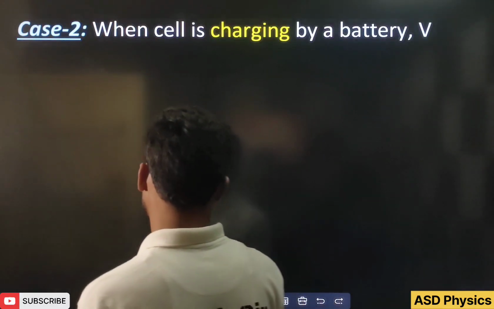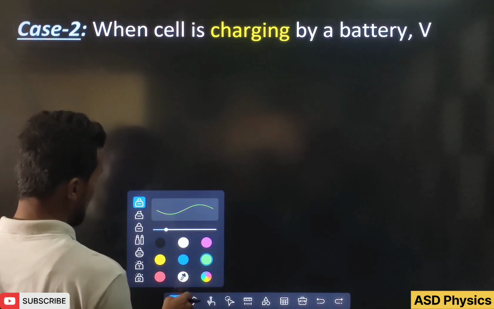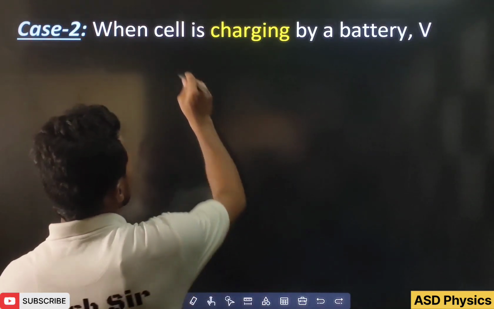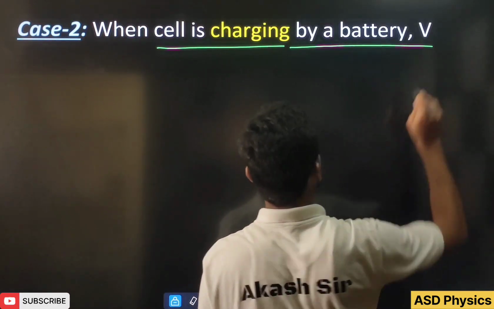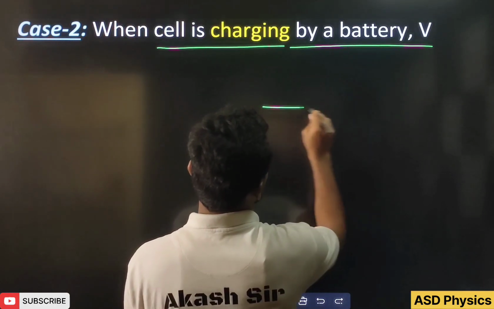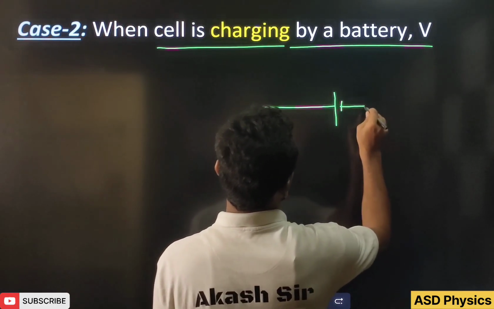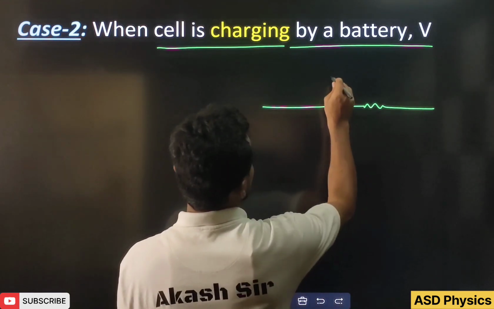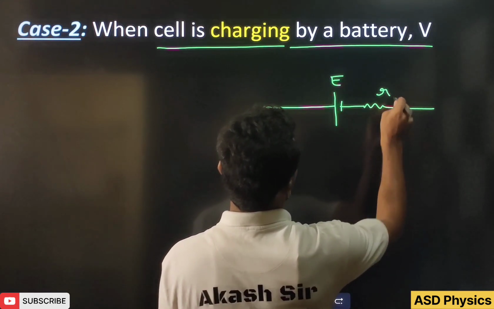Okay, great. Now students, next one we are going for the case 2. And what is the case 2? When cell is charging by a battery V. So remember that here, this is the cell. This is the E. This is the R.